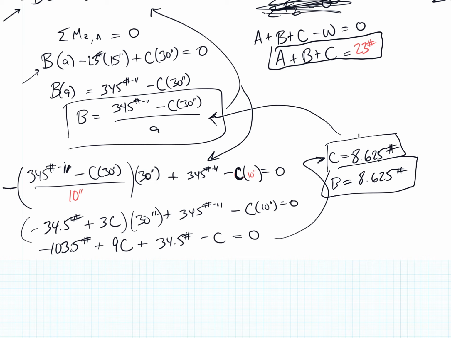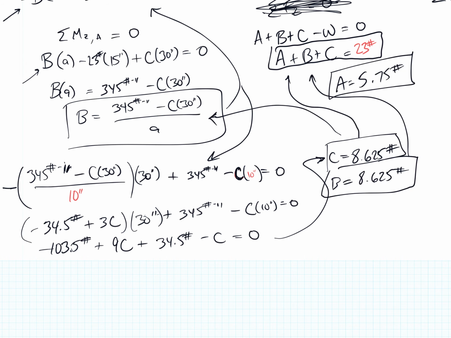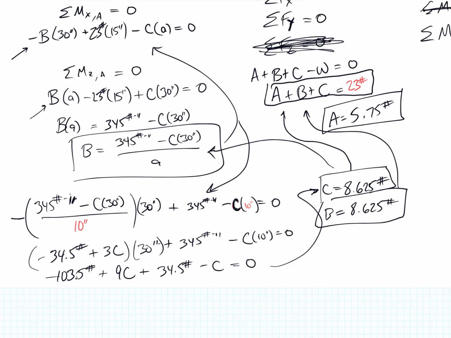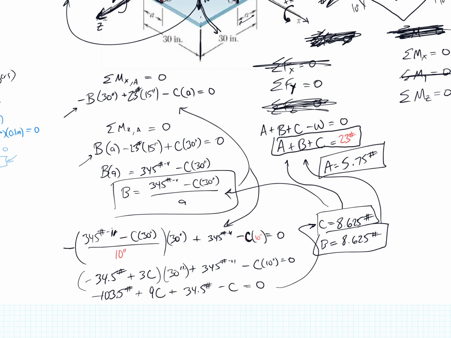And then what I can do is I can plug both of them into this equation, right? And I can say A plus 8.625 plus 8.625 equals 23. And so if I plug all that in, I get A equals 23 minus 8.625 minus 8.625. So take that answer in my calculator, multiply times 2, make it negative, and add 23. And we'll get that A is 5.75 pounds. So that's how we solve it. A little ugly, lots of arrows and things.